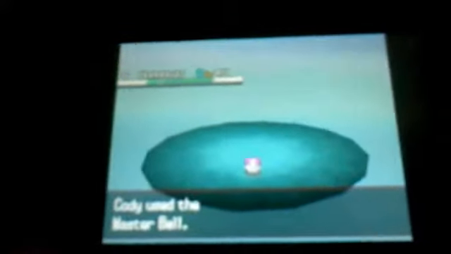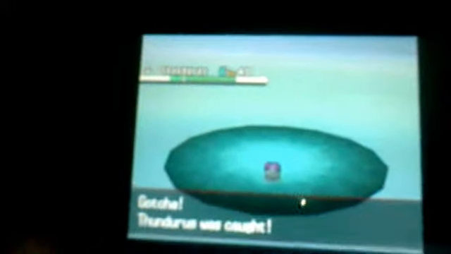I found the Thundurus. I was so surprised. My reaction was just so, you should have seen my reaction. It was so random. I just walked out of the store after spending all my money on TM Giga Impact. And then when I went outside, it was raining with all those thunder. And of course, Thundurus was there.